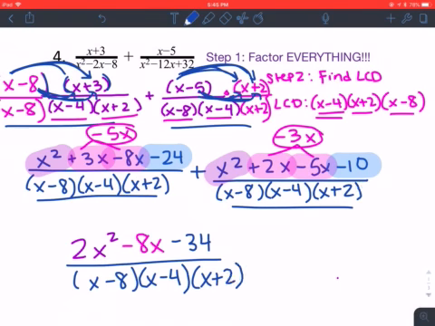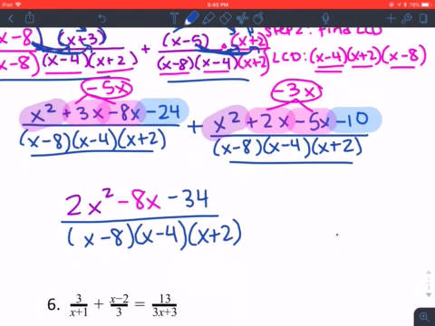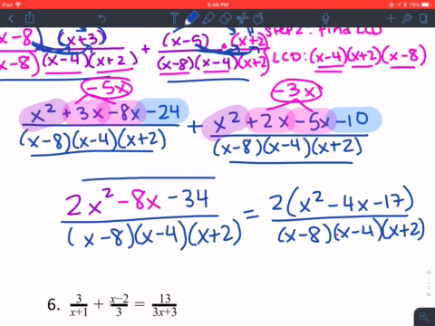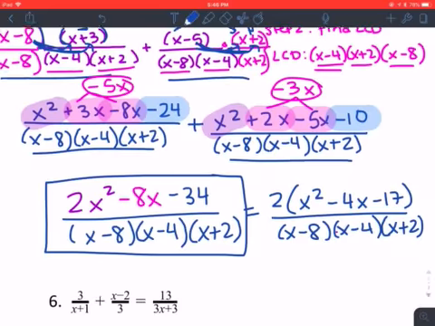You do not need to multiply out your denominator. You also don't need to factor your numerator, but you can. So you could end up with 2 times x squared minus 4x minus 17. This is also an acceptable answer. So you're good to stop here, or if you want to take that extra step and factor.